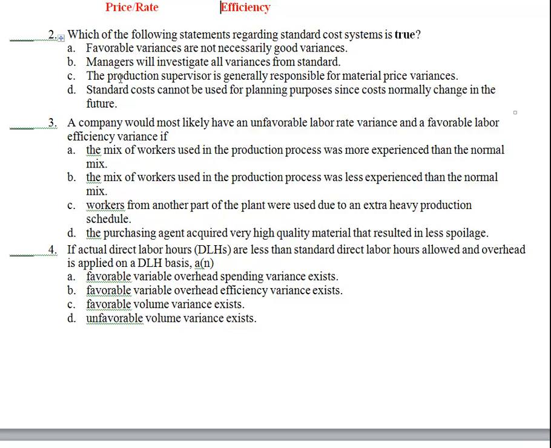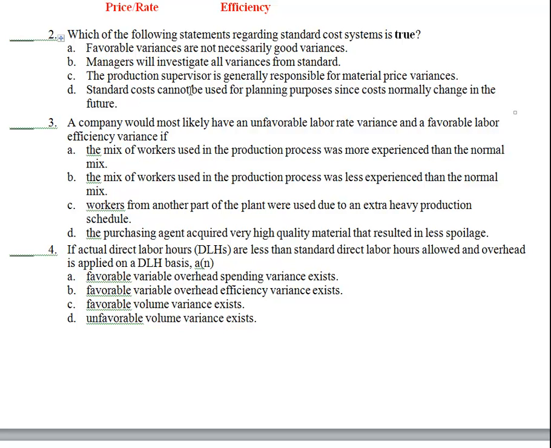It says the production supervisor is generally responsible for the material price variance. Well, if you think about this, the production supervisor is definitely supervising the workers and supervising production. However, the production supervisor doesn't have anything to do with purchasing, and purchasing is where your material price variance would come from. So C is also incorrect.